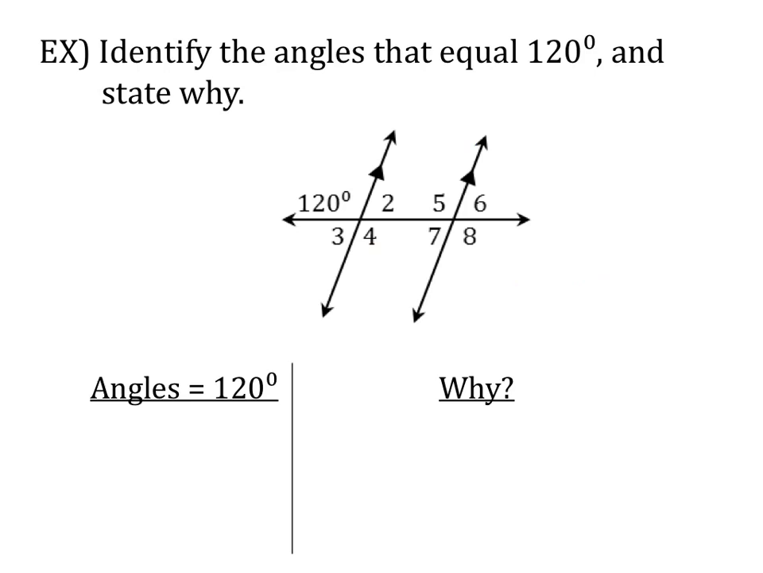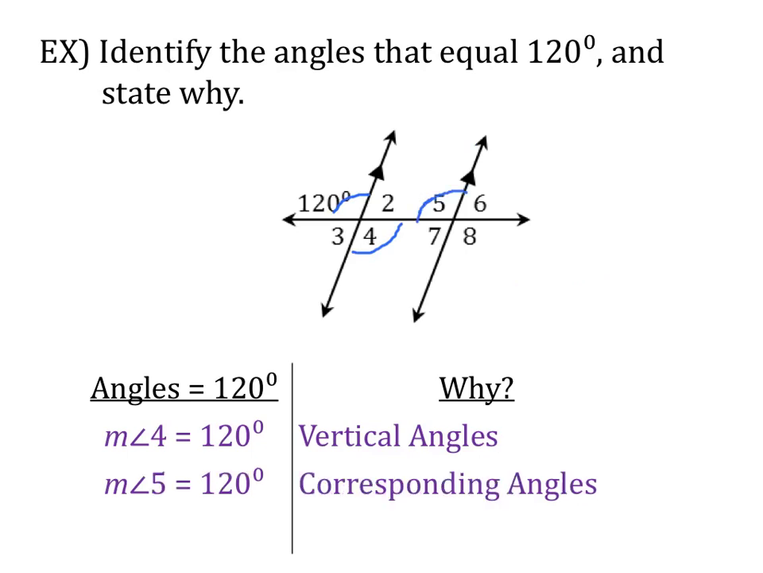Hopefully angle 4 is one of the angles that you saw that will be equal to 120 degrees. And we know that angle 4 is equal to 120 degrees because 4 and 120 are vertical angles. Another angle that equals 120 degrees is angle 5.